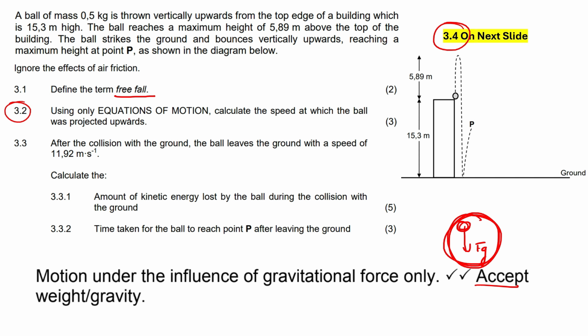This question: using equations of motion, calculate the speed at which the ball was projected upwards. Okay, so very easy. We can just look from here up to here. So this is your initial position, your starting position, and this is your ending position. Some of you are like, Kevin, but the ending position is over here. Yes, but you can have a different starting and ending position depending on where in the question you are busy looking.